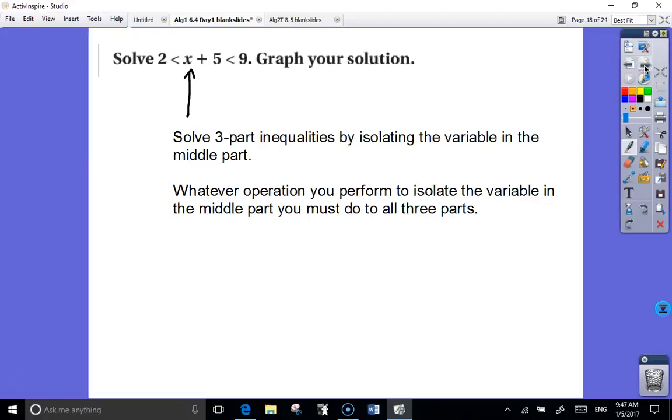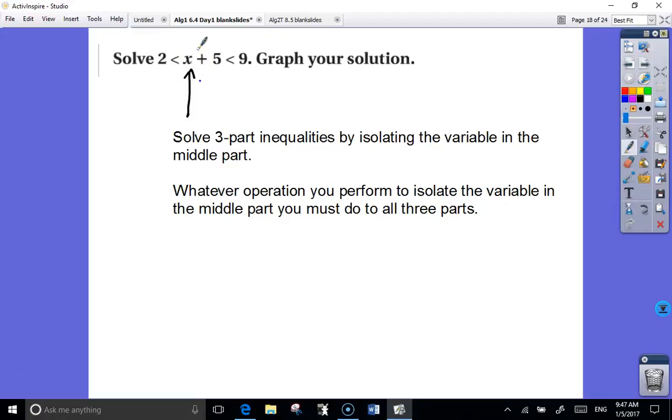Now, if you get something like that, where you have to solve a 3-part inequality, because it's actually not just a variable, but there's an expression and it needs to be solved, the way you do it is you isolate the variable in the middle part. What's with the x that we need to get rid of so that x is isolated? The 5, right? And you're going to subtract 5.